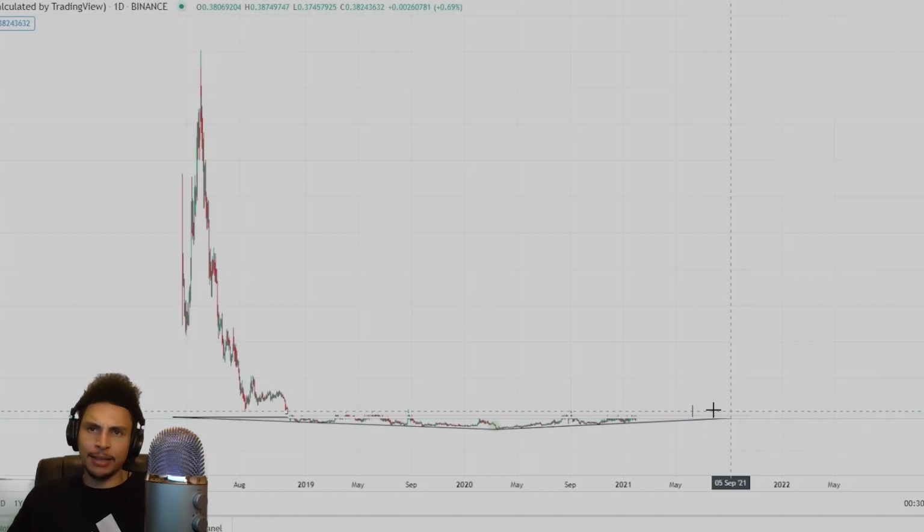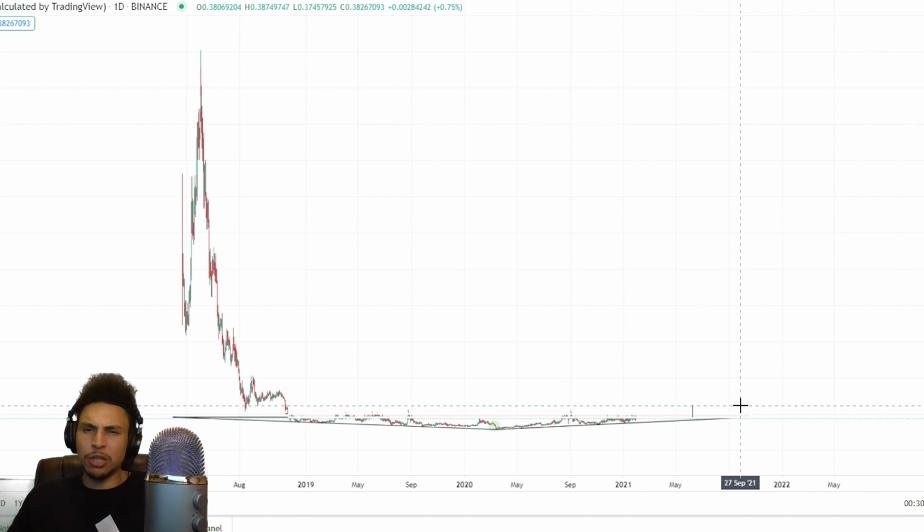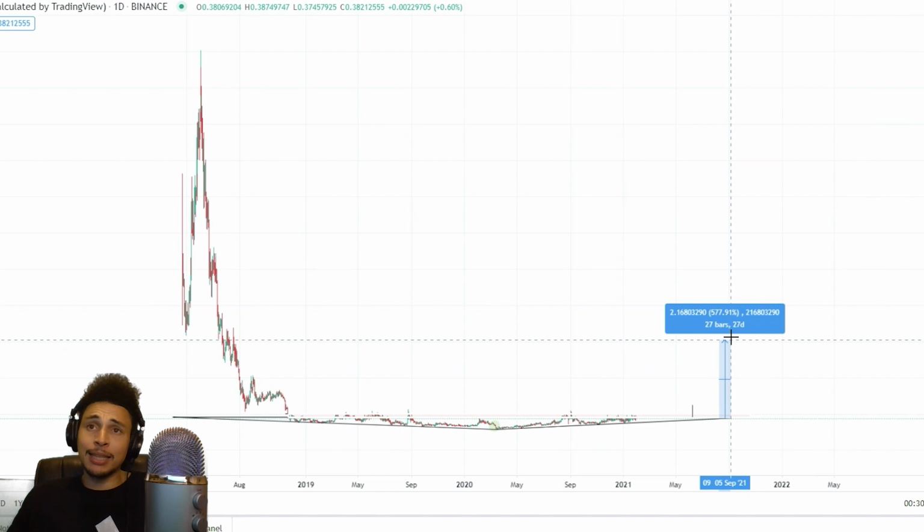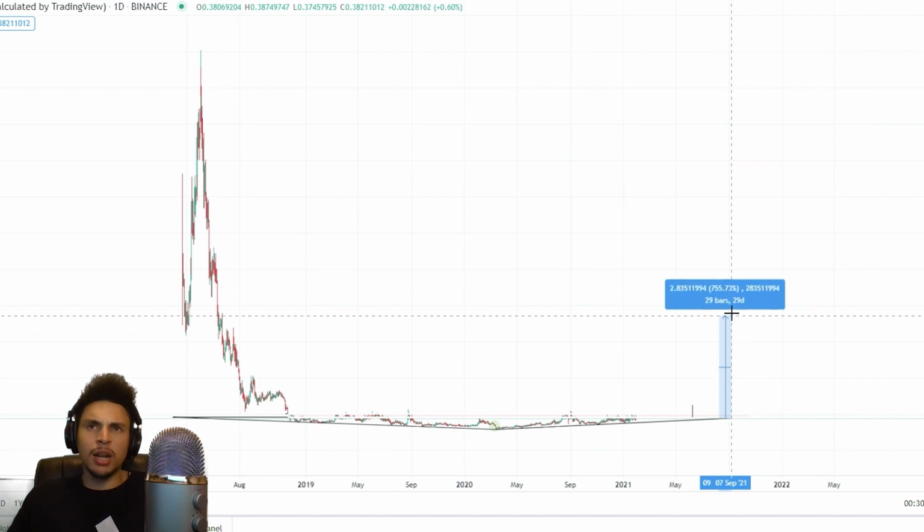See that little ant right there? The little thing that you can barely see? That's the measure move I just plotted. After that move, then we got this move. After that one, I'm expecting this one, 600%, and so on and so forth.